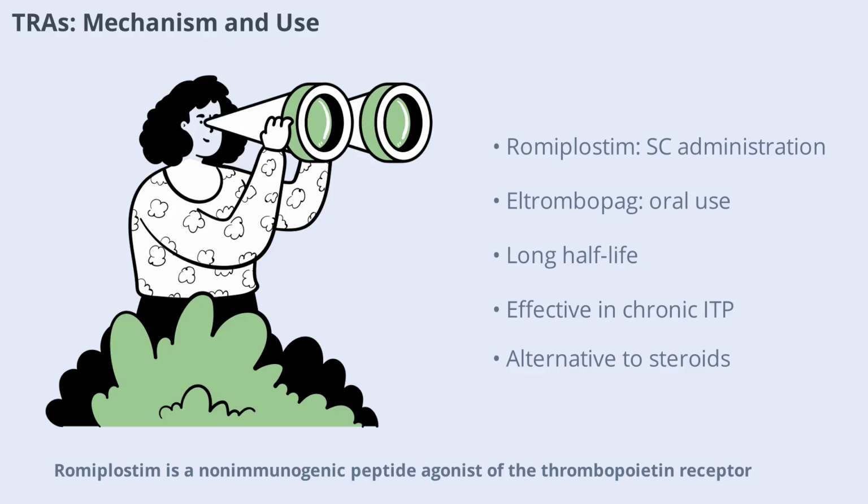Romiplostim is a non-immunogenic peptide agonist of the thrombopoietin receptor, administered subcutaneously and eliminated by the reticuloendothelial system. Its half-life is inversely related to platelet count. Eltrombopag, an orally active non-peptide agonist, is approved for chronic ITP and has a longer half-life, being metabolized and excreted mainly in the feces. Both drugs significantly increase platelet counts in most patients who have not responded to other treatments.